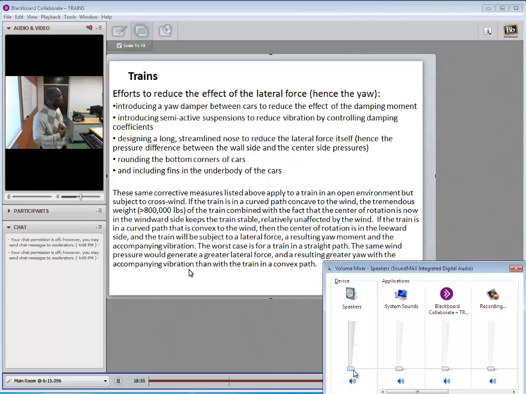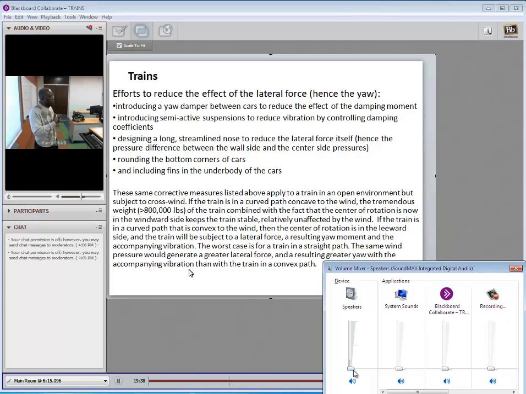So one of the important things to consider in train design is to make effort to reduce the effect of lateral force. And that is the effect of yaw. The lateral force causes the yaw. Some of the things done to address that are the introduction of yaw dampers between the cars to reduce the effect of yawing moments, and the introduction of semi-active suspension to reduce vibration by controlling damping coefficients. These are specific designs to address an aspect of the problem.